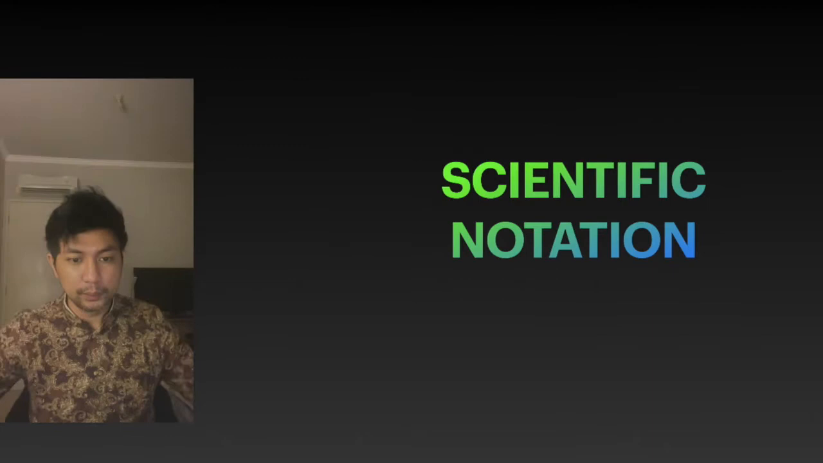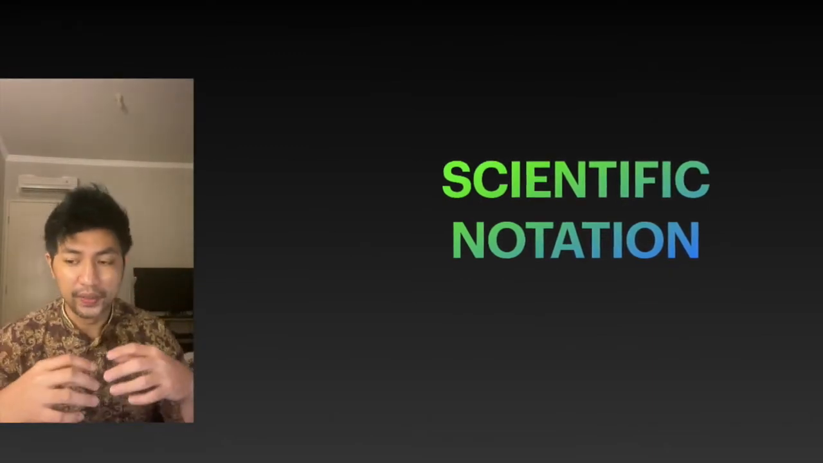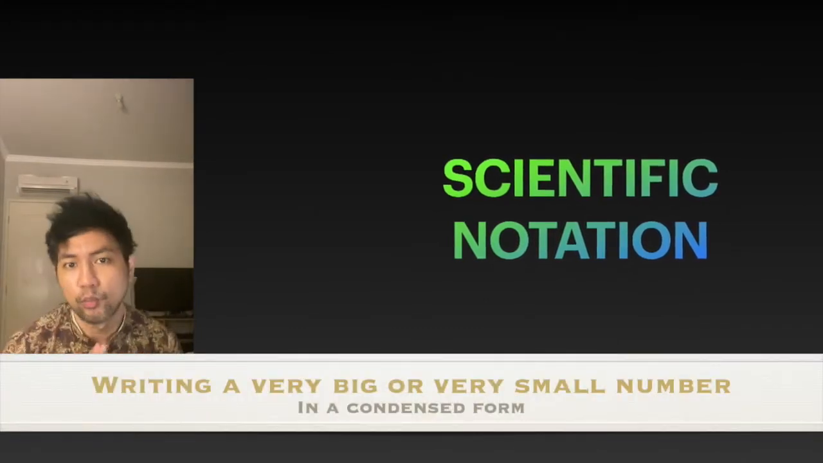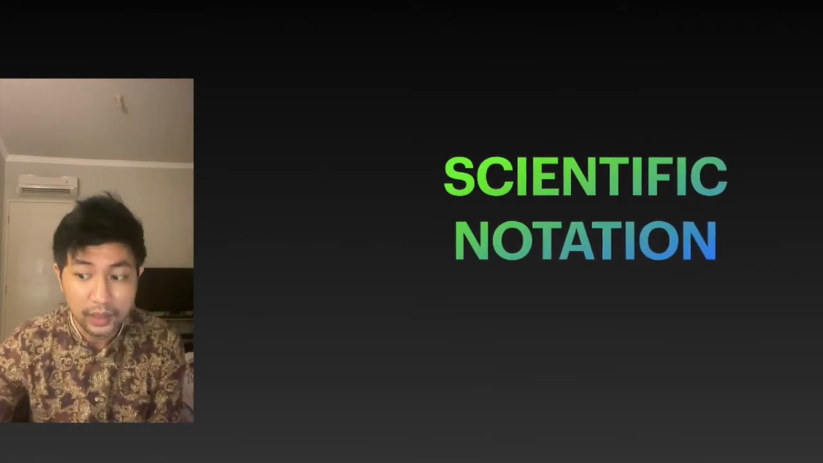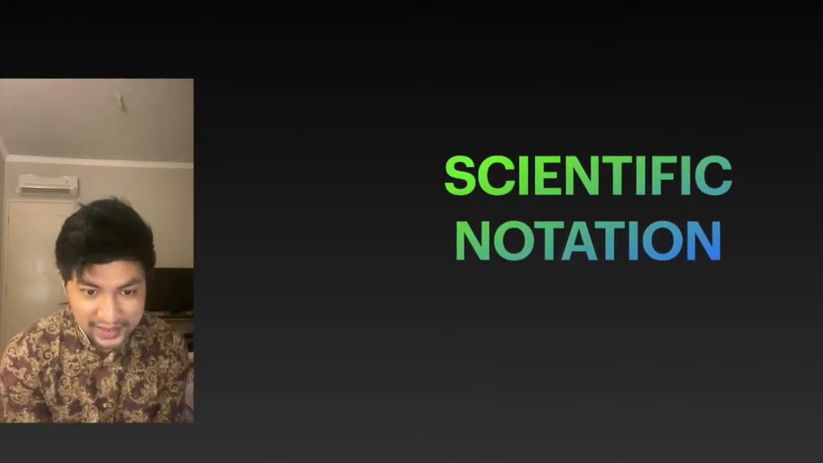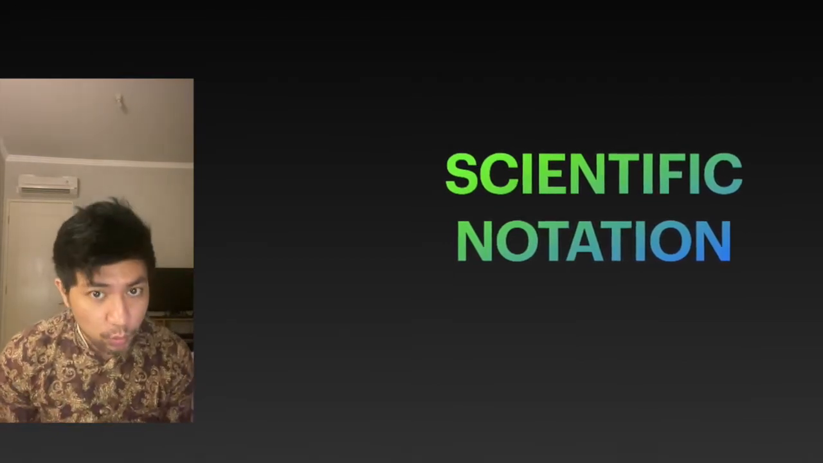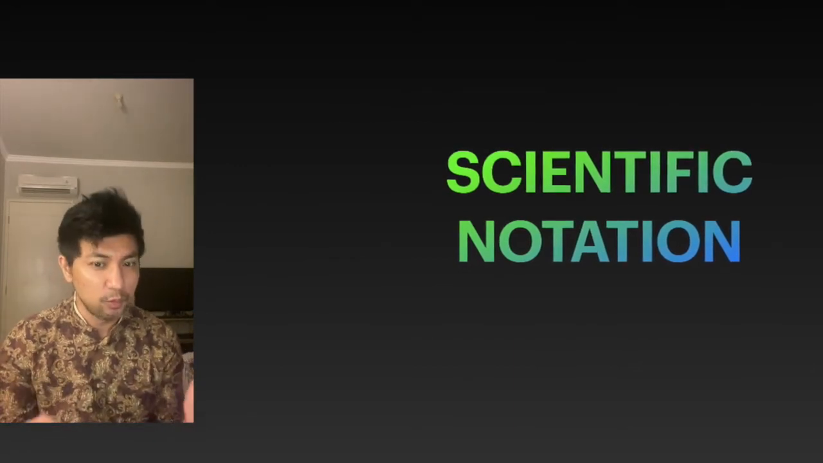Alright, so we are going to be talking about scientific notation. So what is scientific notation? It is a way to write a very big or very small number in a condensed form, which makes everything more practical and easier for us to compare data. There are rules in writing scientific notation, and we'll go through each one of them, and then we'll have practice so that we'll really understand what scientific notation is.